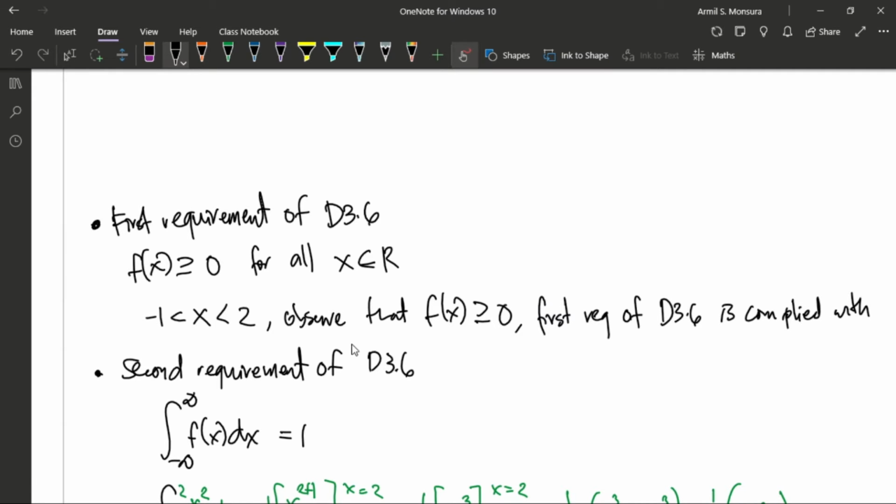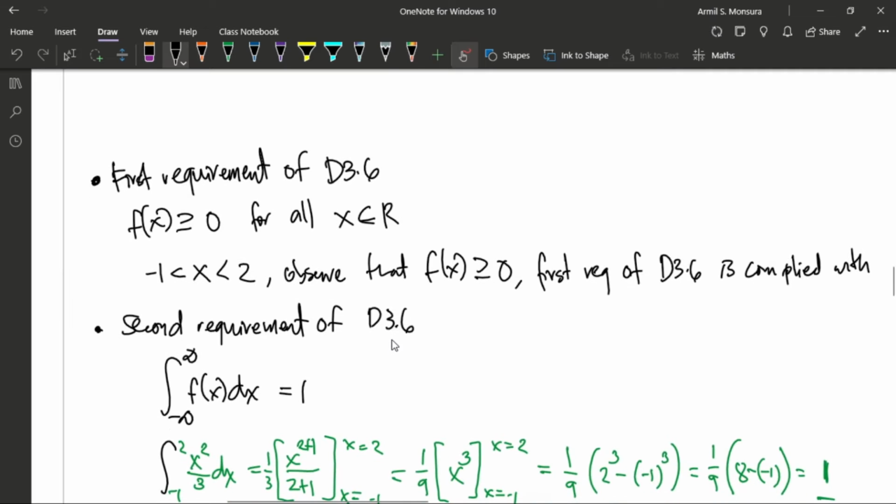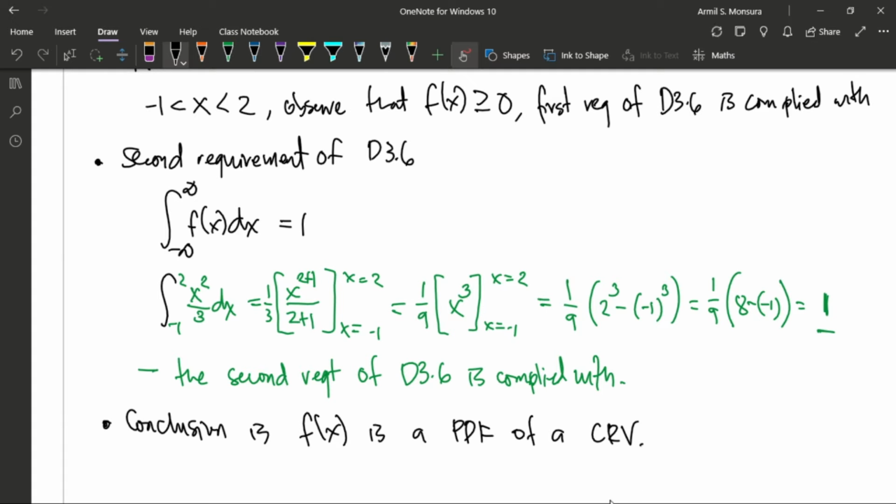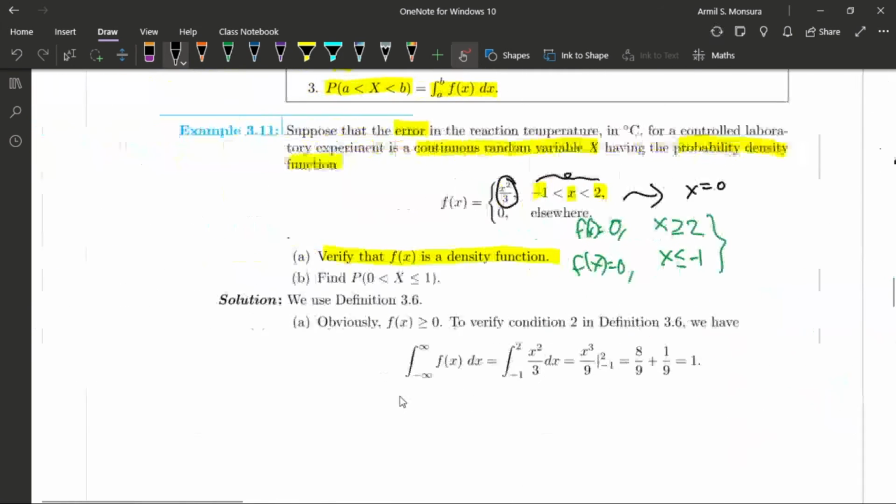Okay? Now, if you are able to comply with the first two requirements of definition 3.6, then our conclusion is that f of x is a PDF of a continuous random variable. Okay, so yan. So that answers letter A.